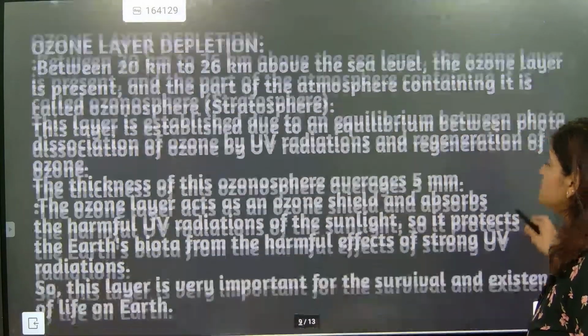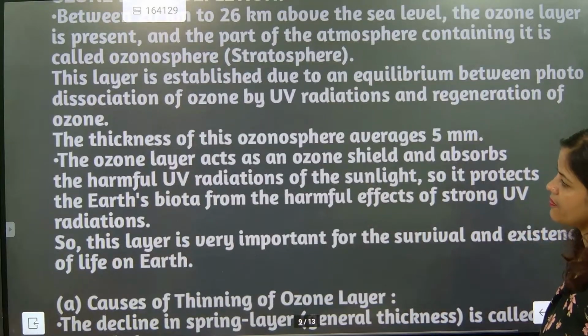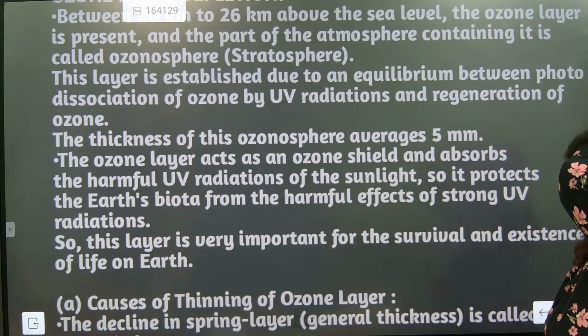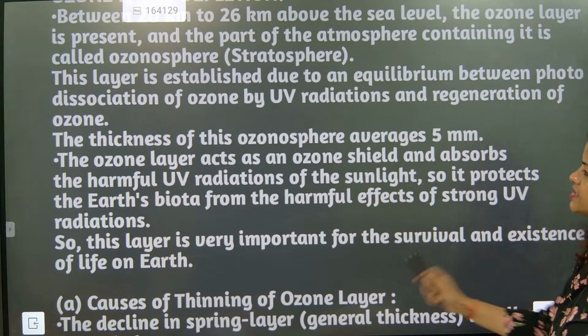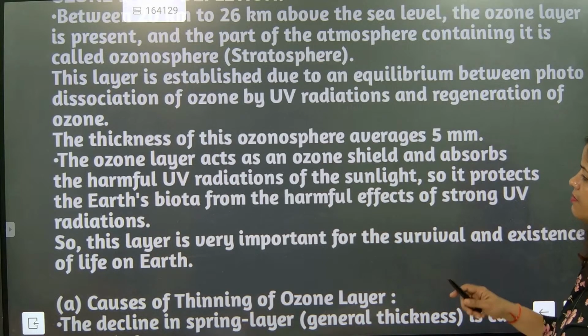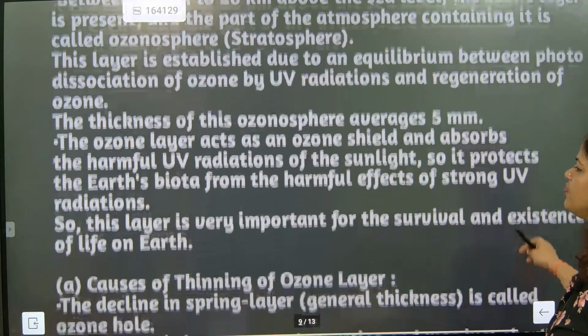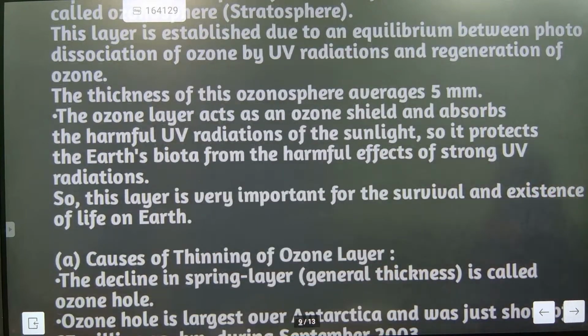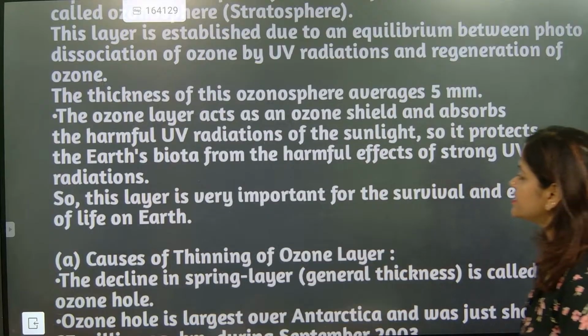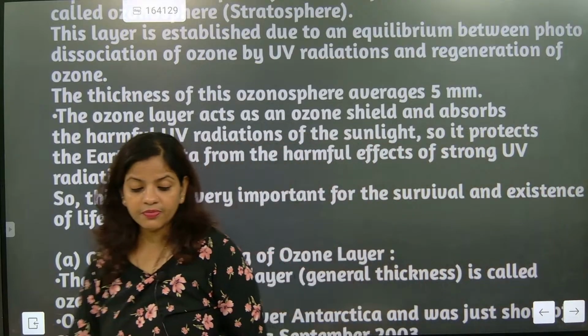So the thickness of this ozonosphere is on average 5 mm. The ozone layer acts as an ozone shield and absorbs the harmful UV radiation of sunlight. So it protects the earth, that is the biota, from the harmful effect of strong UV radiation. This layer is very important for the survival and existence of life on Earth. So 100% we have known.